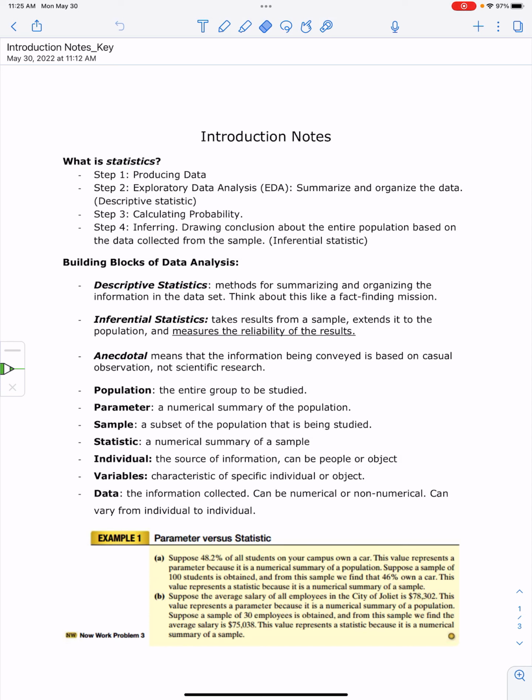Welcome to MAT 1260, Intro to Statistics. This will be a brief introduction to the vocabulary we'll be using in the course this semester.